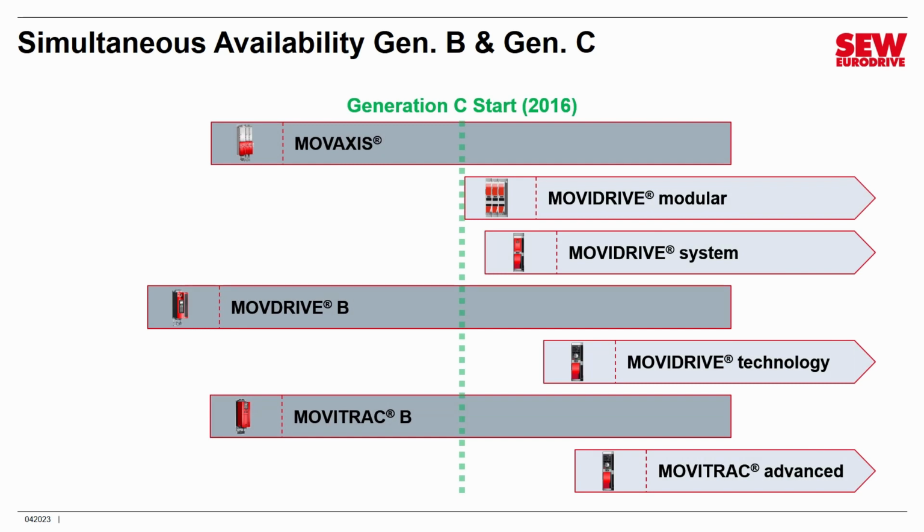MOVI-Access, MOVI-Drive B, MOVI-Track B, those are kind of the major products of the B generation. And they've been around a long time, and you can still buy those products or encounter them frequently. The C generation started up around 2016. MOVI-Drive Modular came out first, then MOVI-Drive System, MOVI-Drive Technology, and MOVI-Track Advanced is emerging right now in early 2023. And you can see the idea here is that the product lines are going to run in parallel for a while. You'll be able to buy the older ones in many cases. We'll certainly support them. We'll certainly be doing trainings in some of them.